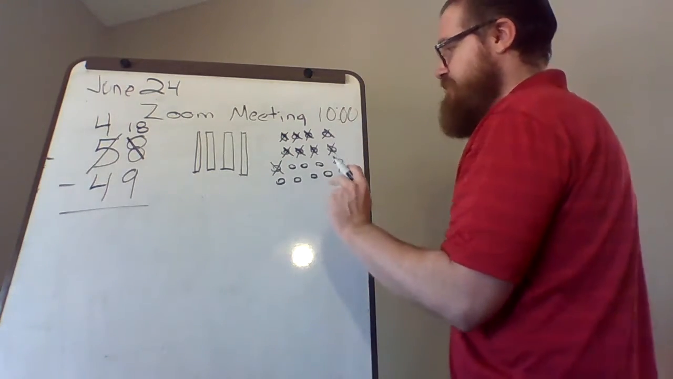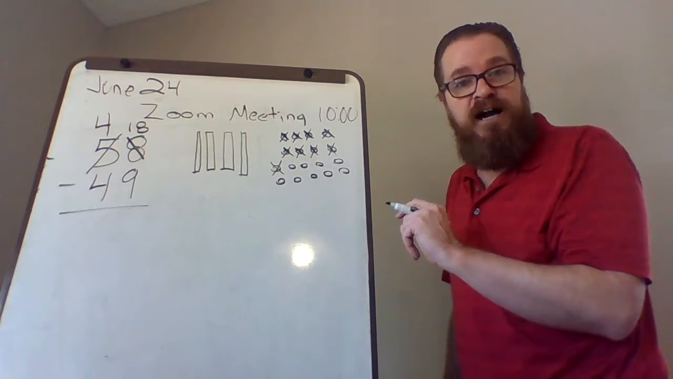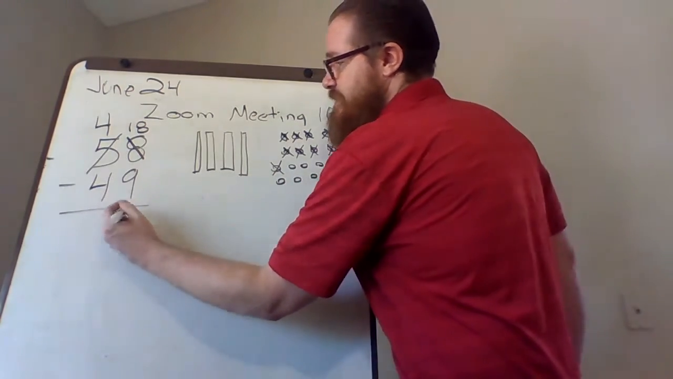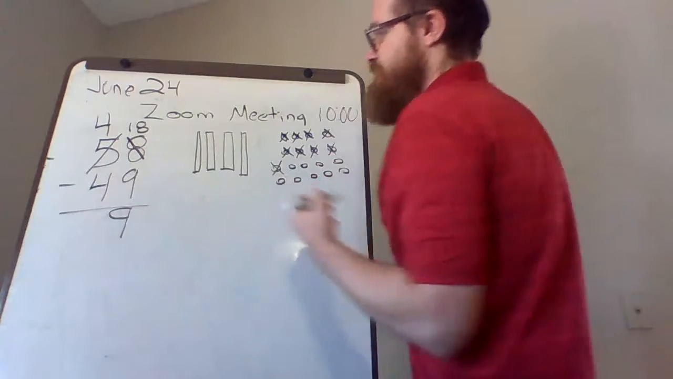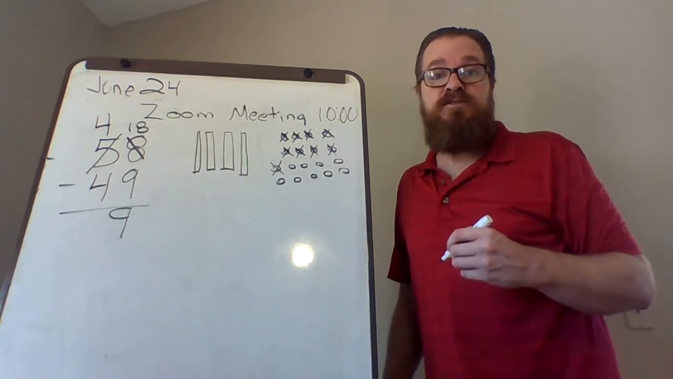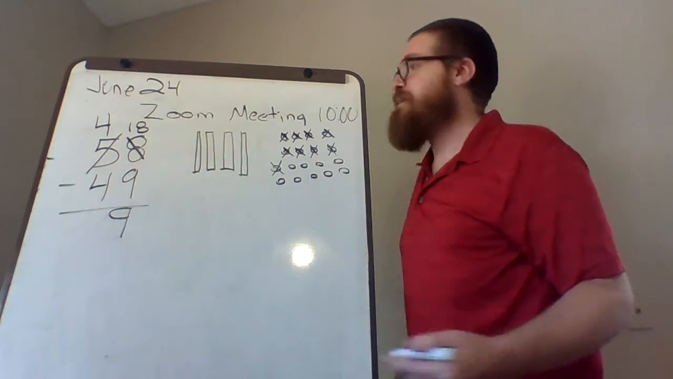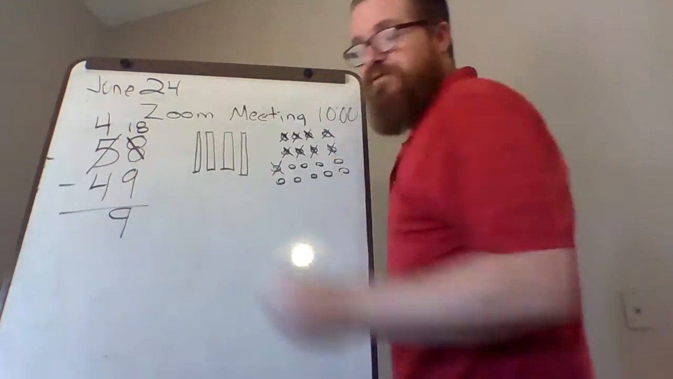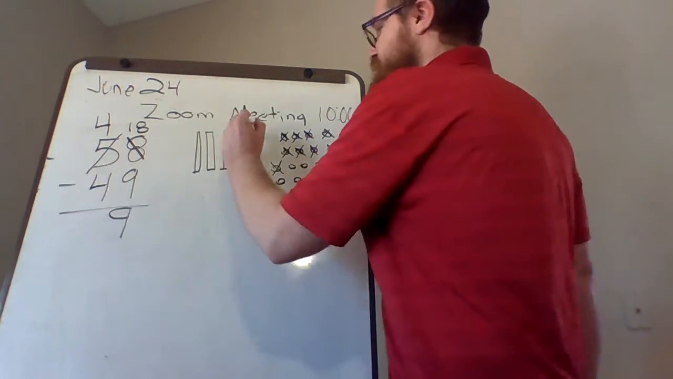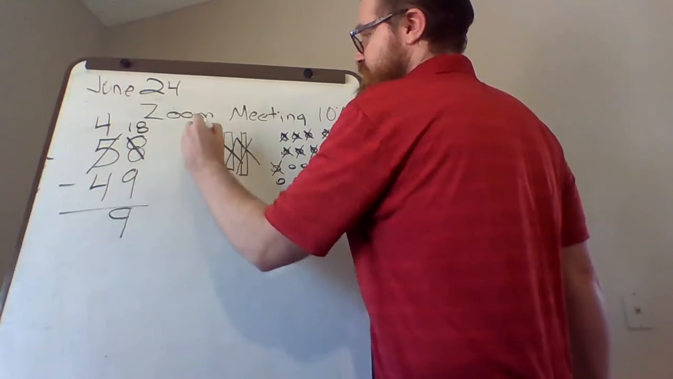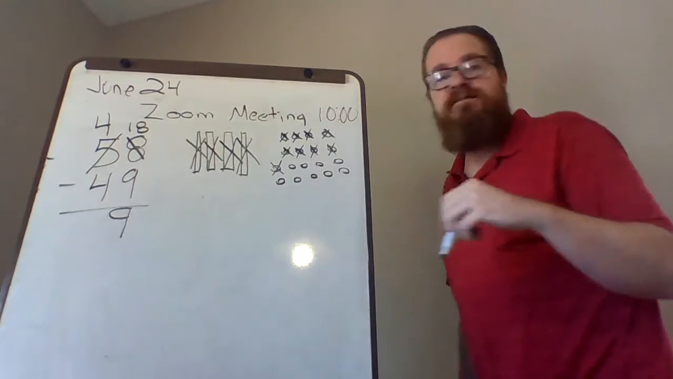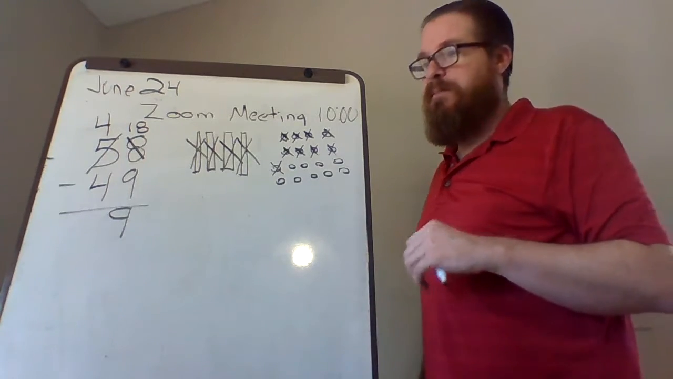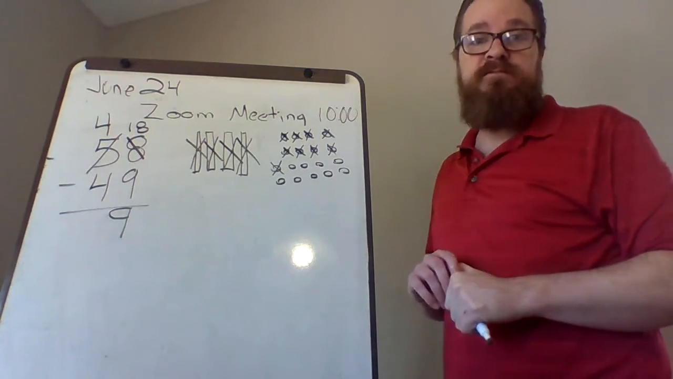Now I've crossed out 9 of them already, so all I have to do is count how many I have left. 1, 2, 3, 4, 5, 6, 7, 8, 9. I have 9 left. So now I can do my tens. Now in my tens place, I have 4 tens, and I'm going to get rid of 4 tens. Okay, so this one's gone, this one's gone, this one's gone, and this one's gone. All right, so what do I have left? I only have these 9 left from over here. So that means 58 minus 49 equals 9.